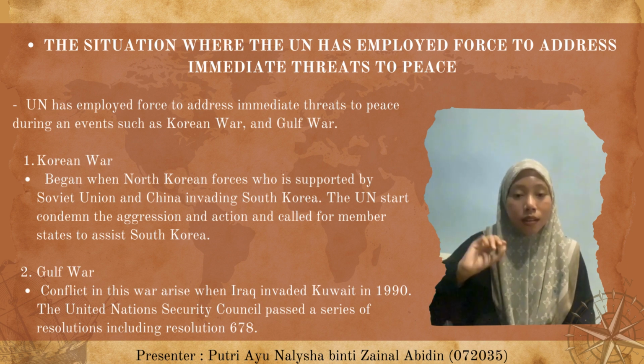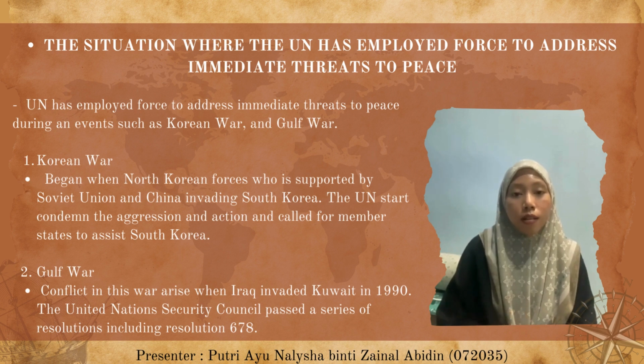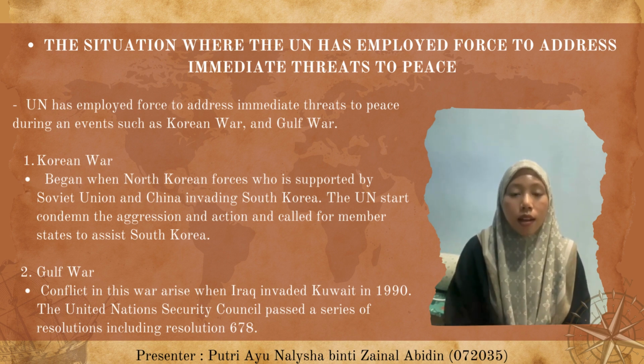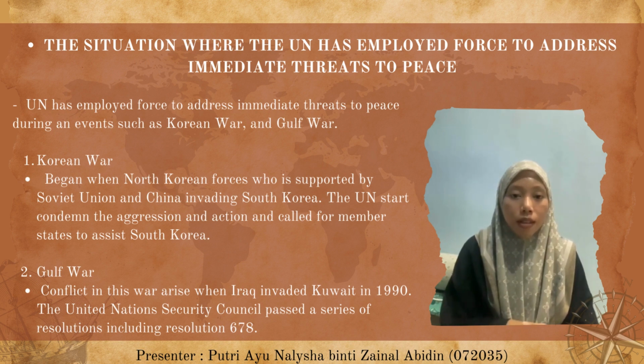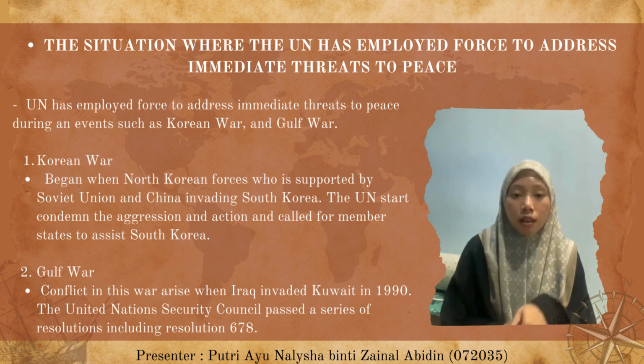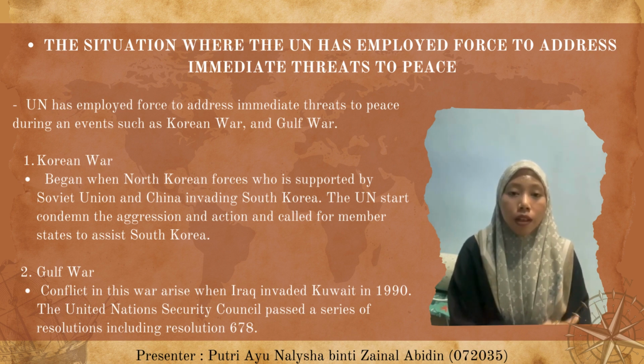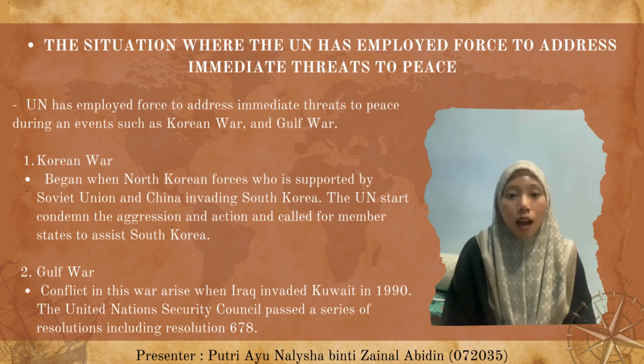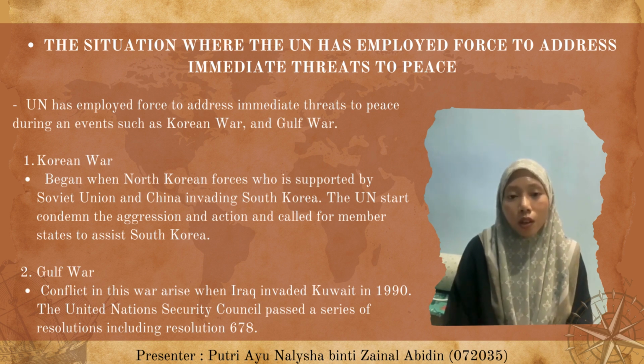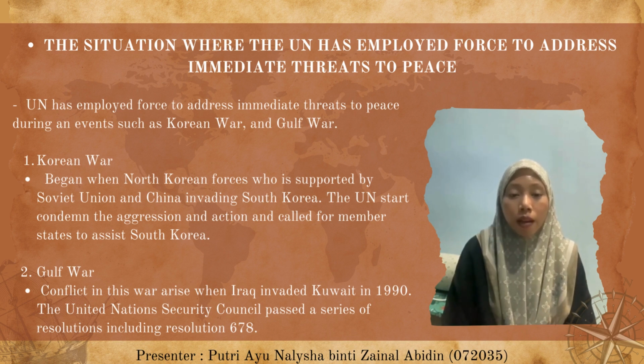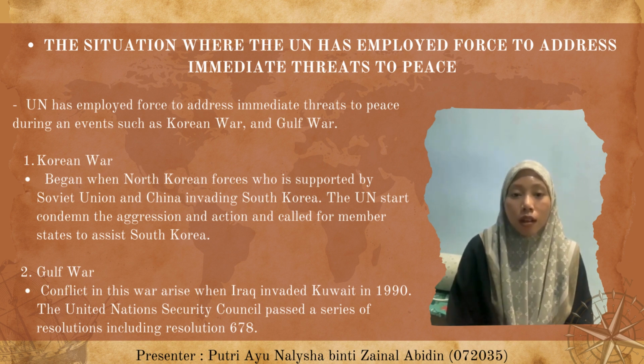So the second event is the Gulf War. The conflict arose when Iraq invaded Kuwait in 1990. The United Nations Security Council passed a series of resolutions. This conflict prompted a response from the international community under the auspices of the United Nations. The UN Security Council passed resolutions, notably Resolution 678, which authorized the use of force to expel Iraq from Kuwait and to restore peace. A coalition of nations, led primarily by the US, launched Operation Desert Storm to enforce this resolution.